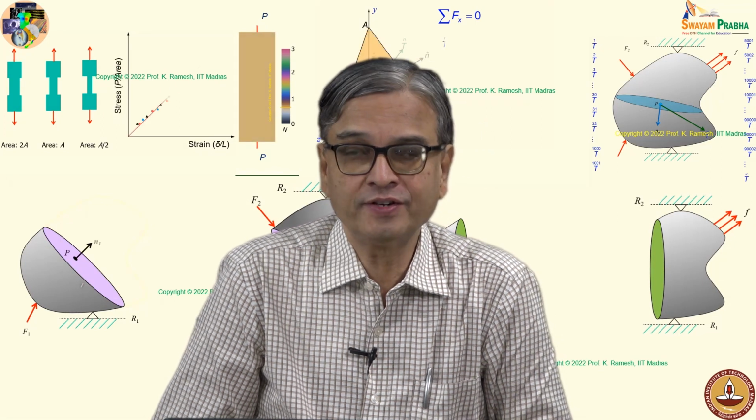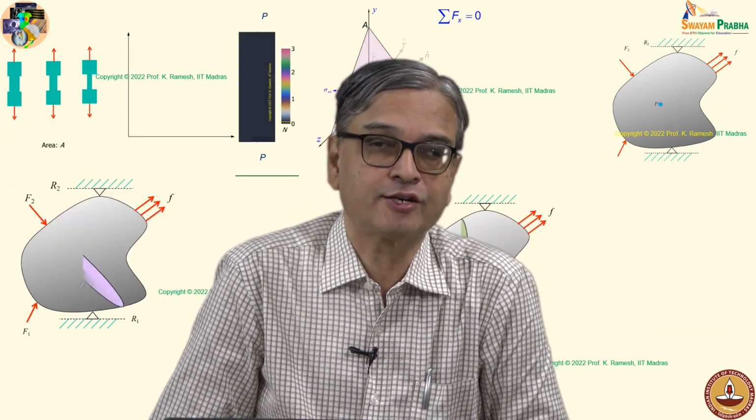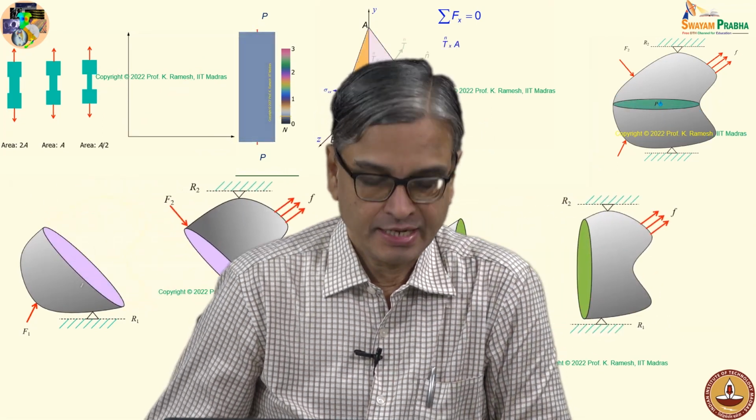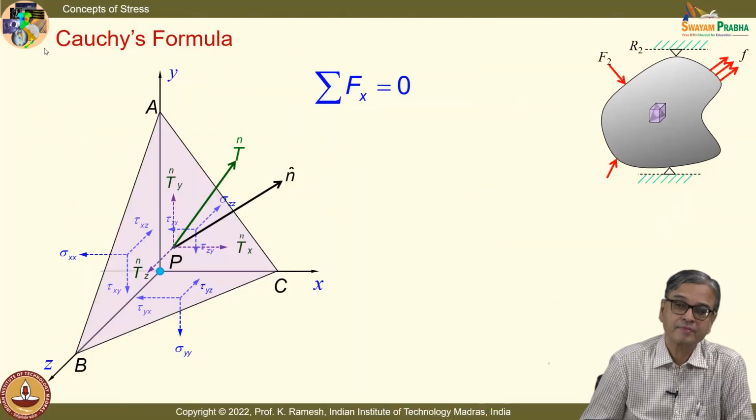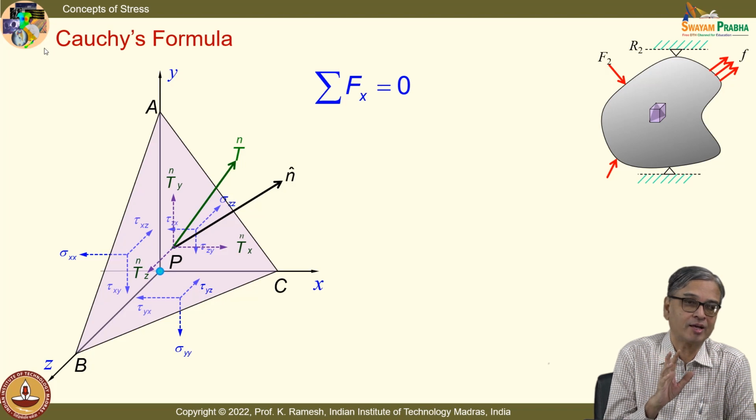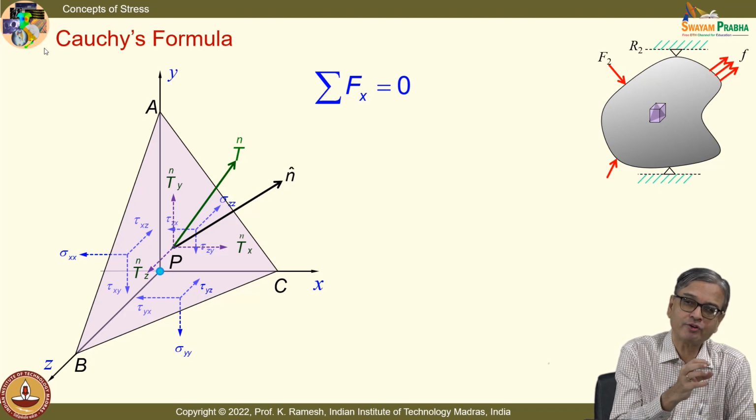Let us continue our discussion on concepts related to stress. In the last class, we said that we want to find out what happens in an arbitrary plane. So, we took out a tetrahedron from the three-dimensional model. In the limit, the tetrahedron was shrunk to 0.